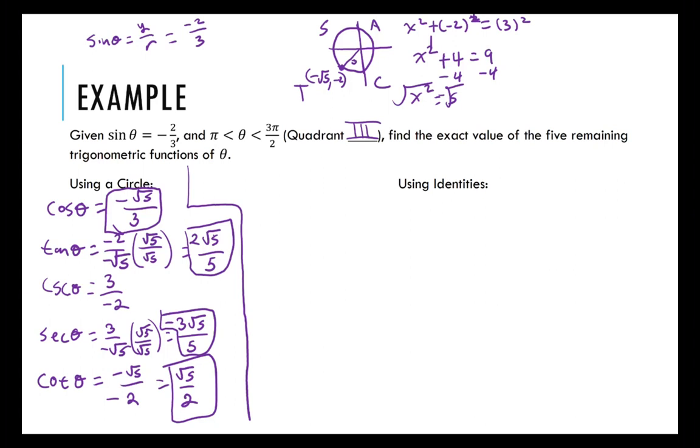And so, if I'm told that sine of theta is equal to negative 2/3, well, of course I get one for free, and that's cosecant. Cosecant of theta via the reciprocal identity is just negative 3/2. We get those. All right. Then what else can we get? Well, now we have to use an identity.